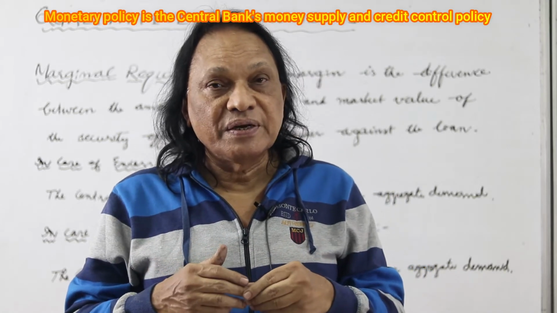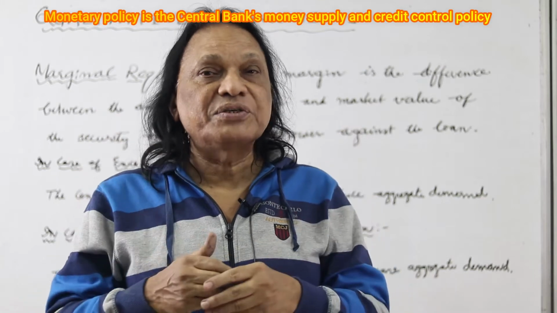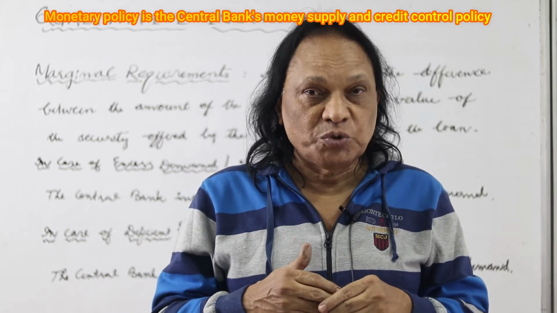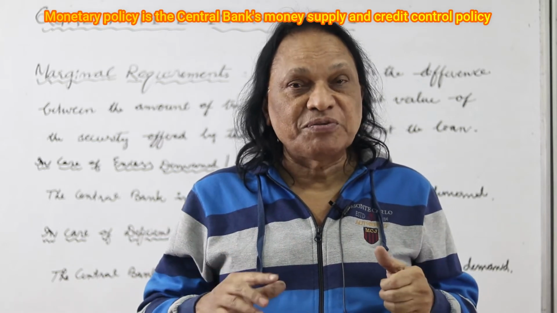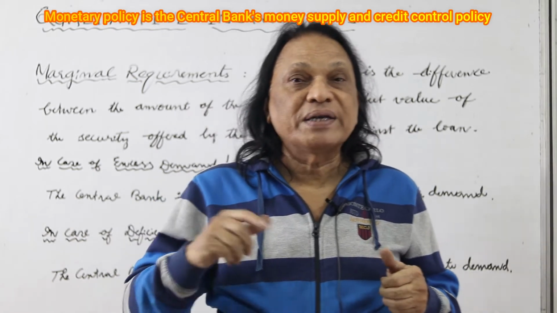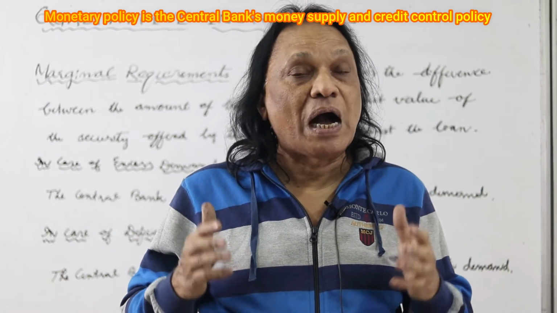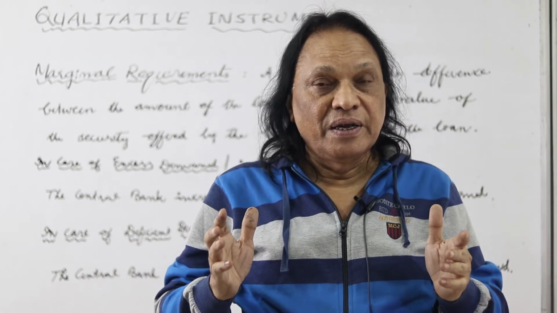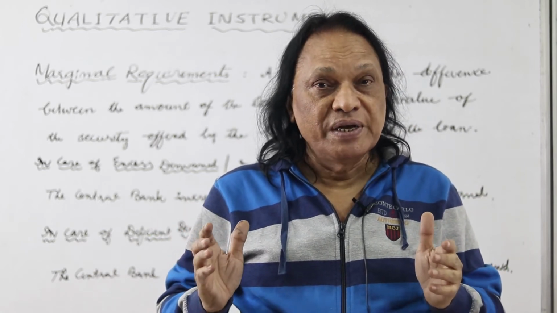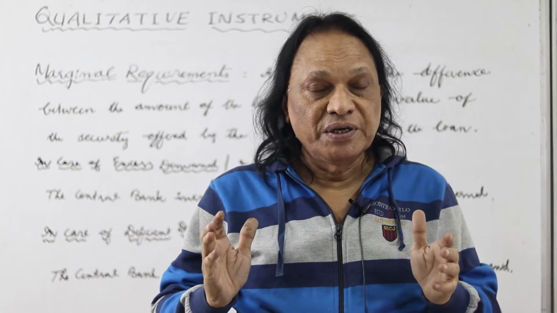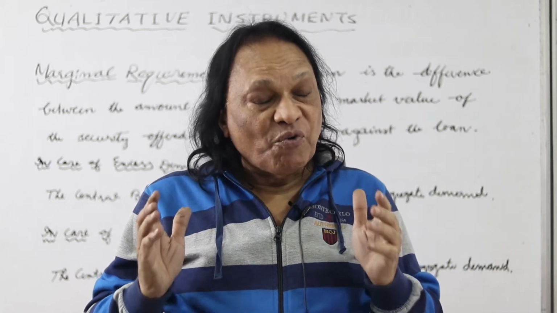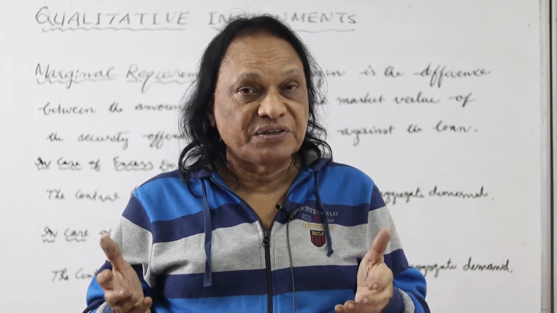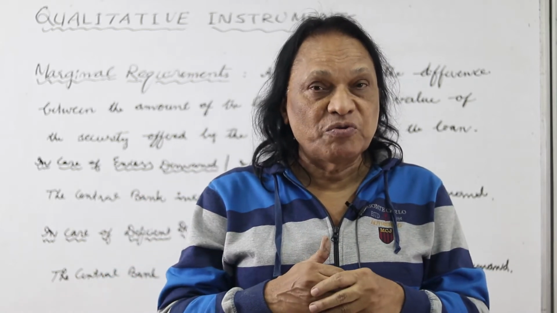Under monetary policy, there are two major instruments. One is quantitative instruments, one is qualitative instruments. What exactly is the difference between quantitative and qualitative instruments? Quantitative instruments deal with the amount of credit, whether there should be more credit in the economy or less credit. And what exactly are qualitative instruments? These deal with the direction of change. It means for what purpose the credit should be given, whether the credit should be given to agriculture sector, industries, or for speculation.